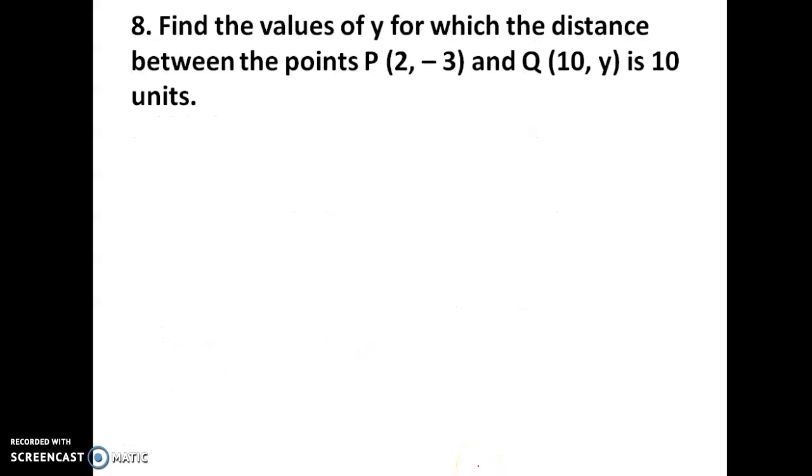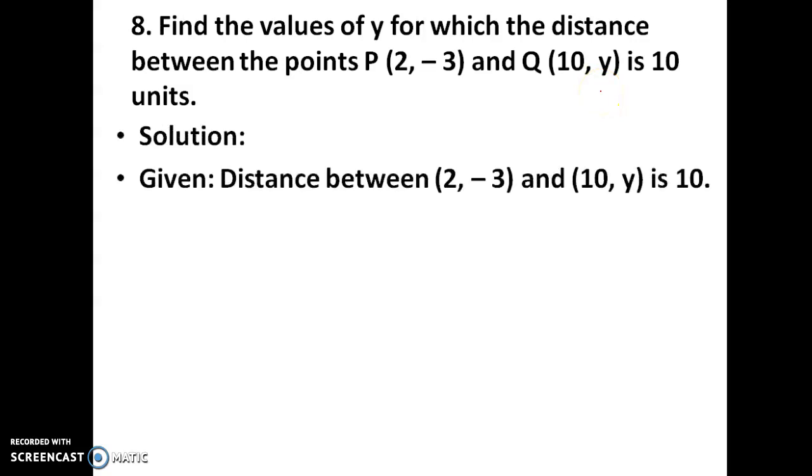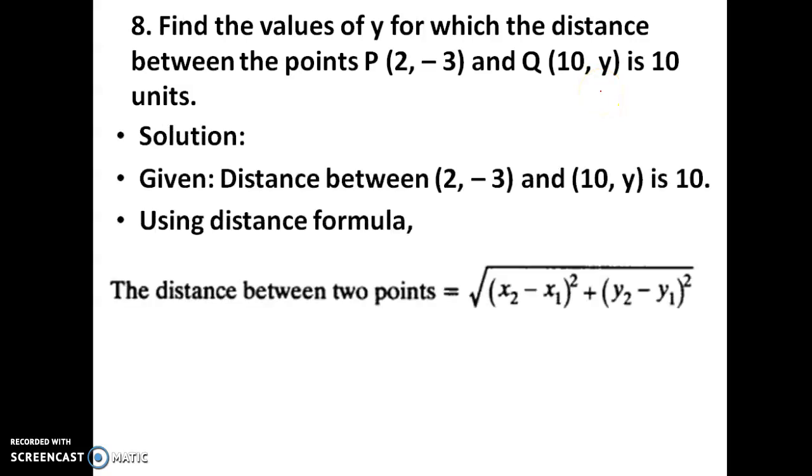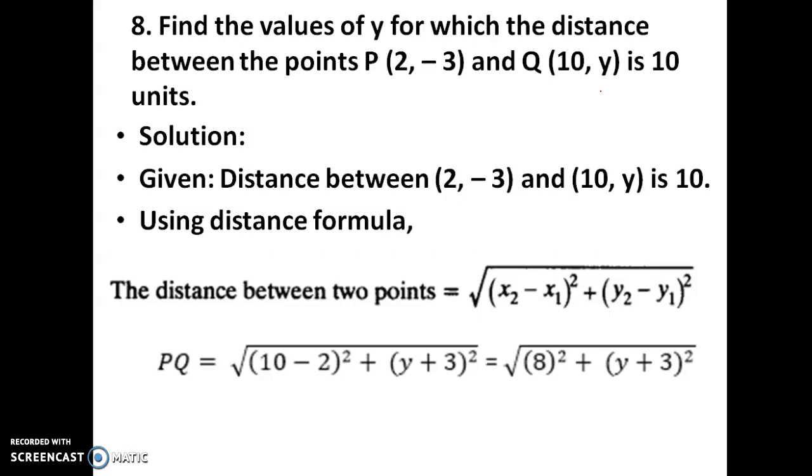The next problem, find the value of y for which the distance between the points P and Q is 10 units. So here they have given it is 10 units. So we have to find the value of y. So put it in the distance formula and equate it to 10. PQ distance equals, you have to substitute it: (10 minus 2) the whole square plus (y plus 3) the whole square, within the root.